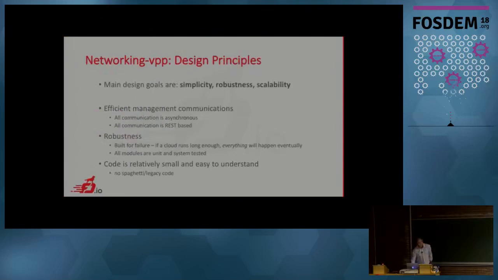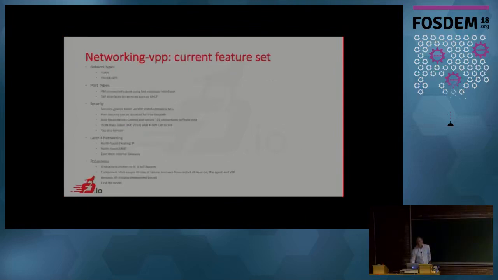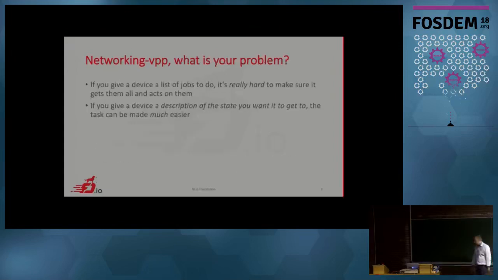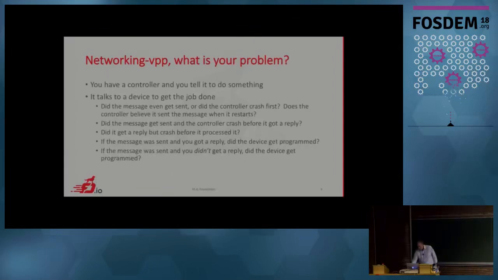Networking VPP is an ML2 driver for OpenStack. It was primarily designed to support NFV at the beginning. What are the OpenStack features we support with VPP? VLAN, VXLAN. VM connectivity is only with vHost user interface, otherwise that's too slow. We support many security features, including regular OpenStack stuff, such as security groups, but also very advanced stuff, such as JSON Web Token with certificates. I will show you what that means. And we do layer 2 and layer 3 with HA and all those things.